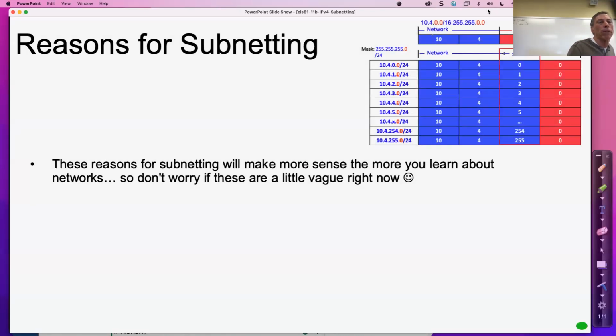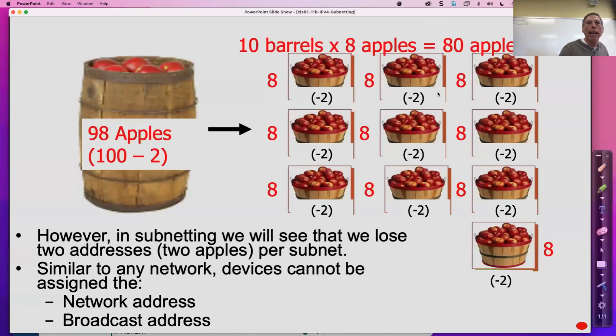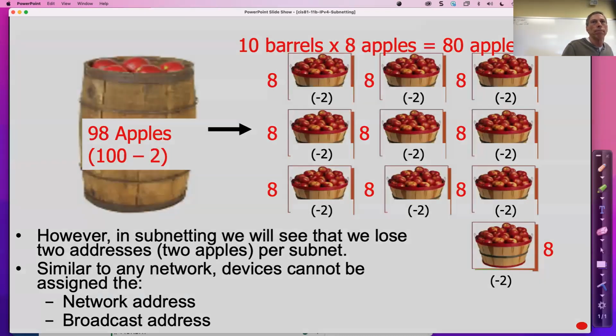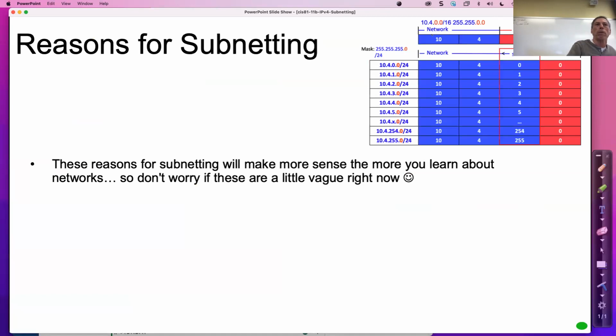But we can also, as we'll see when we come back, take one or more of these baskets and subdivide it further as well. Keep on going until we have no apples left. Okay, you can't split an apple. You split an atom, but not an apple.